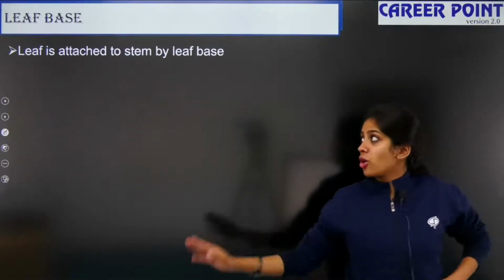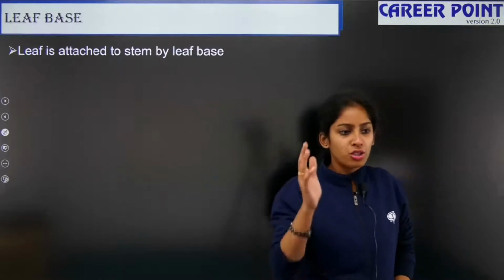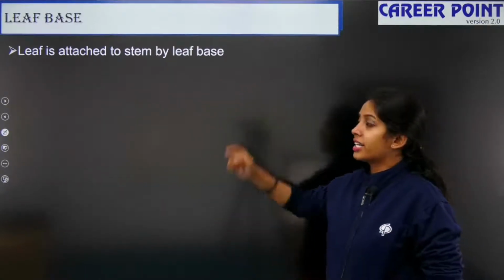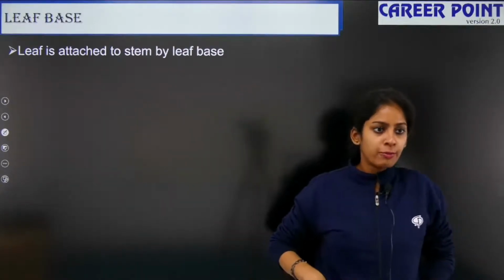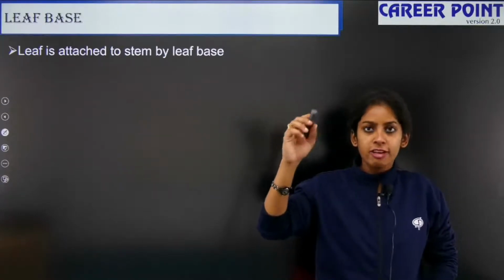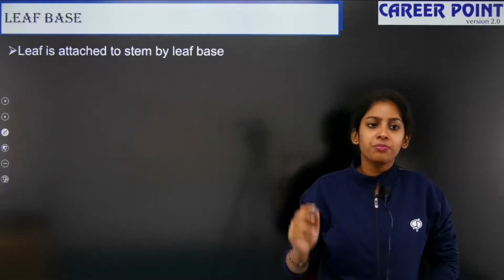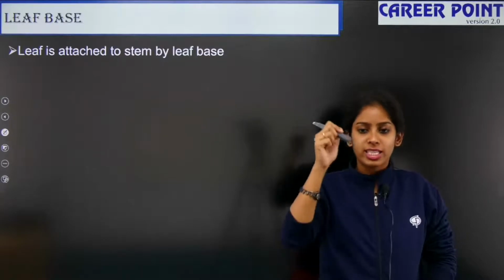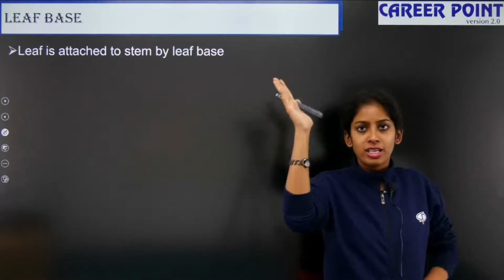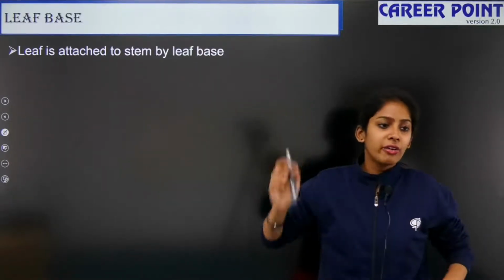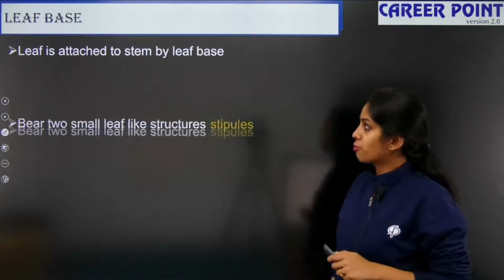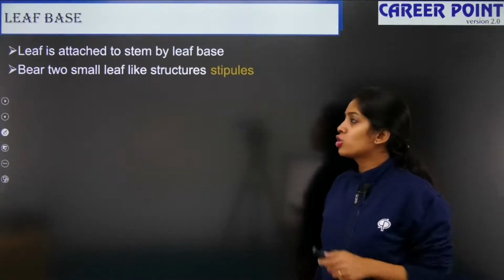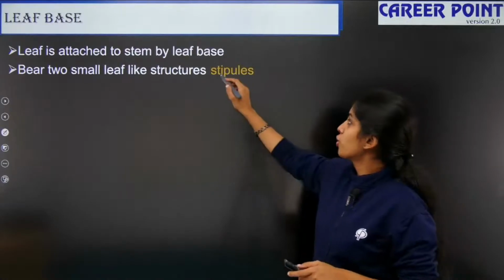So moving forward to the leaf, we are talking about the structure of the leaf. The leaf is attached to the stem by a leaf base. The node is the place on the stem where the leaf arises, and the leaf and the stem are connected by the leaf base. That is the first point. They bear two small leaf-like structures which are known as stipules.